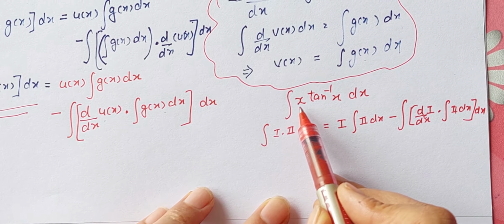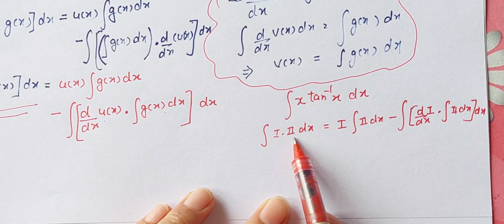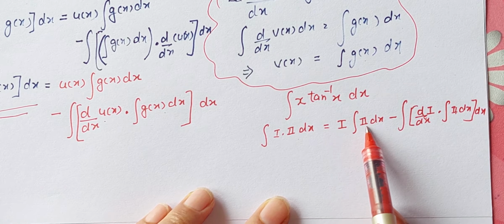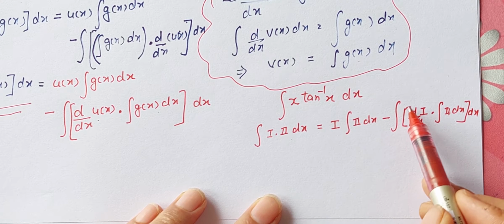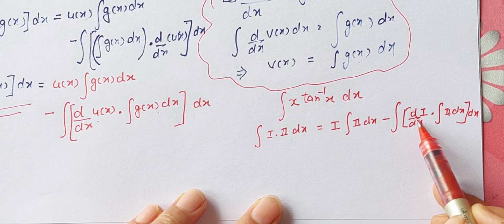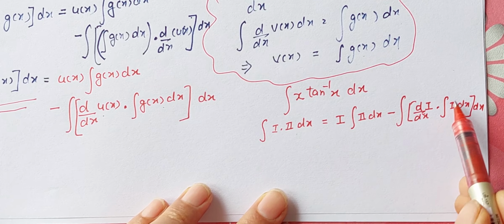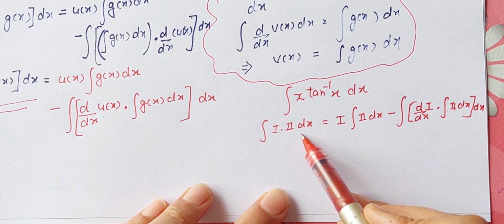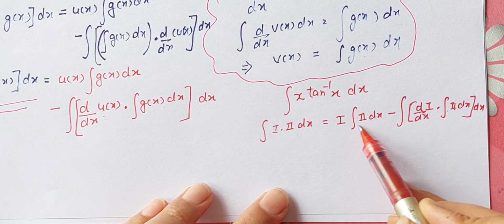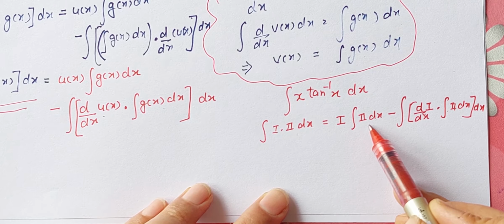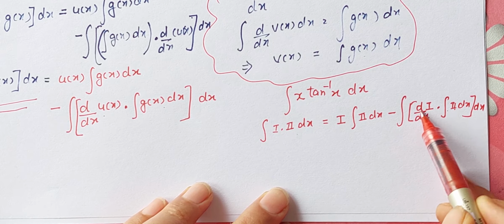So the example was x tan inverse x dx. The formula is: first function into integral of second function, minus integral of the product of two functions, where the first one is the derivative of the first function mentioned here, and the integral of the second function mentioned here. Okay, so I was talking about this, that this is easy to find out because we can integrate any single function, but here we have to integrate the product of these two functions.